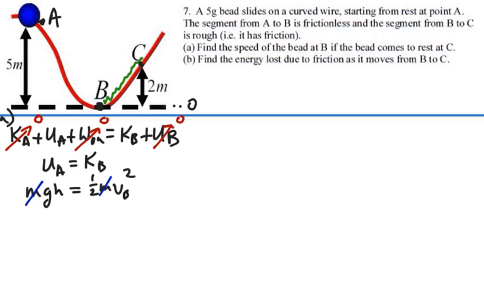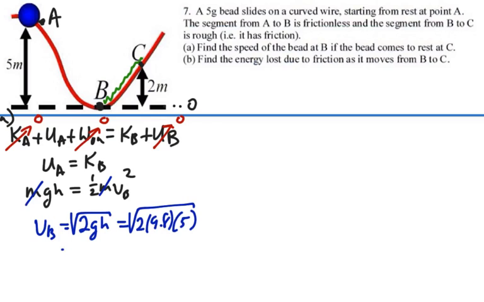Masses cancel out. Solve this for the velocity at B, and that's going to be equal to the square root of 2gh, which would be the square root of 2 times 9.8 times 5 meters. And that's going to be the square root of 9.8 times 10, which will give us 9.9 meters per second. So that is the speed of the bead at B if the bead comes to rest at C.